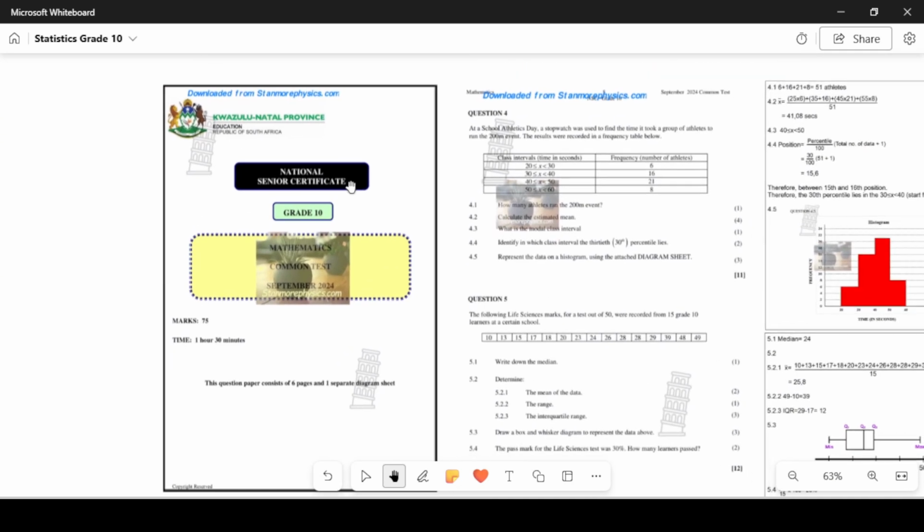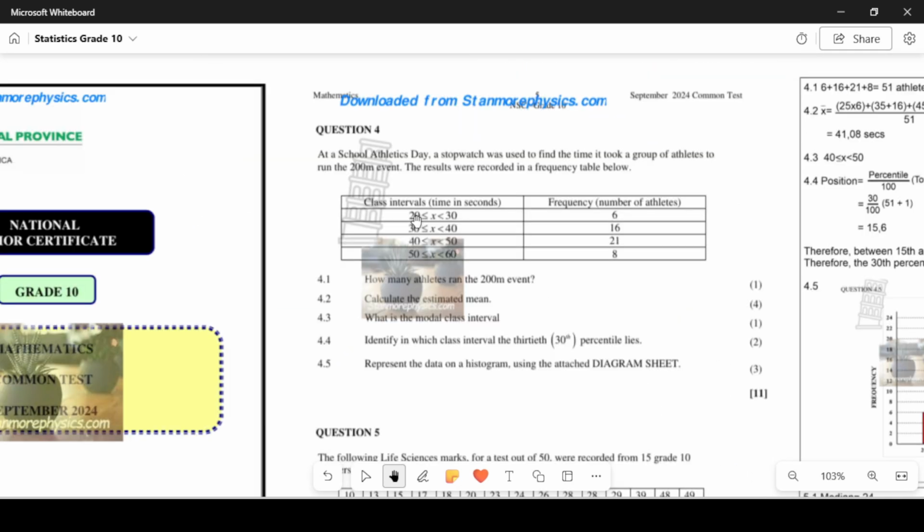Right, let's look at the next question. At a school athletics day, a stopwatch was used to find the time it took a group of athletes to run the 200-meter event. The results were recorded in the frequency table below. Right? And so, again, these values have been recorded in intervals.